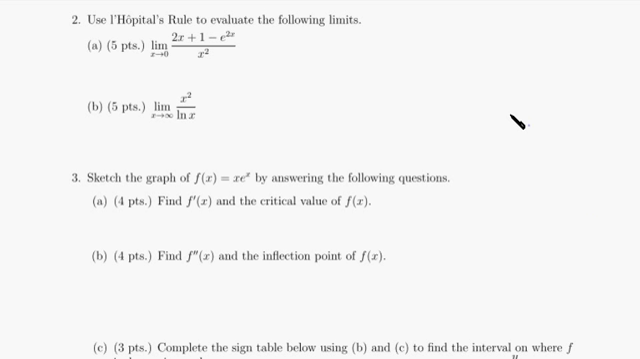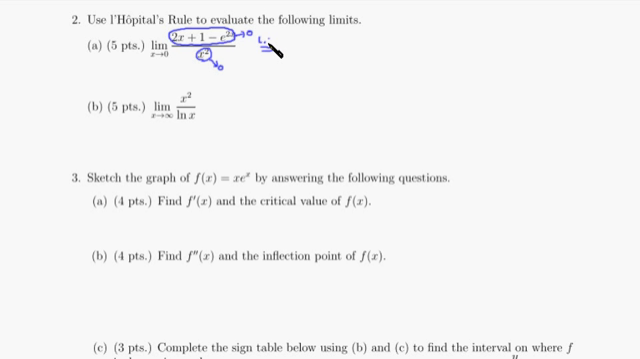First we plug in and see if we can apply L'Hopital's rule. As x goes to 0, x squared, so the denominator goes to 0. And for the numerator, plug in 0: 0 plus 1 minus e to the 0 is 0. So the numerator also approaches 0. So it's 0 over 0, and we can apply L'Hopital's rule.